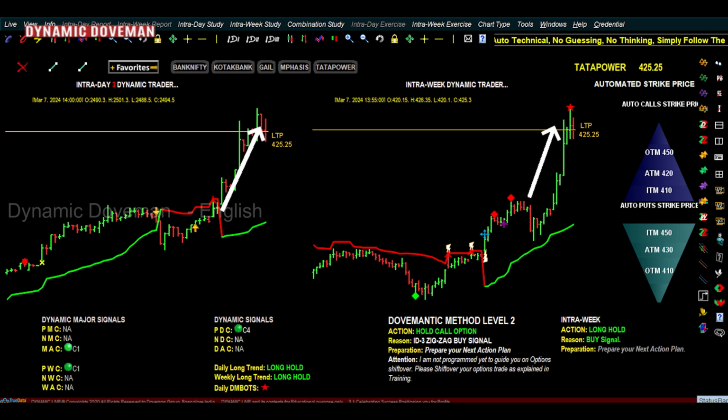After we bought this call option, the price of this stock Tatapower keeps increasing, and as it keeps increasing, at around 2:30 in the afternoon, there is a signal at the top in intraweek, as you can see. This is the DMB OTS signal.